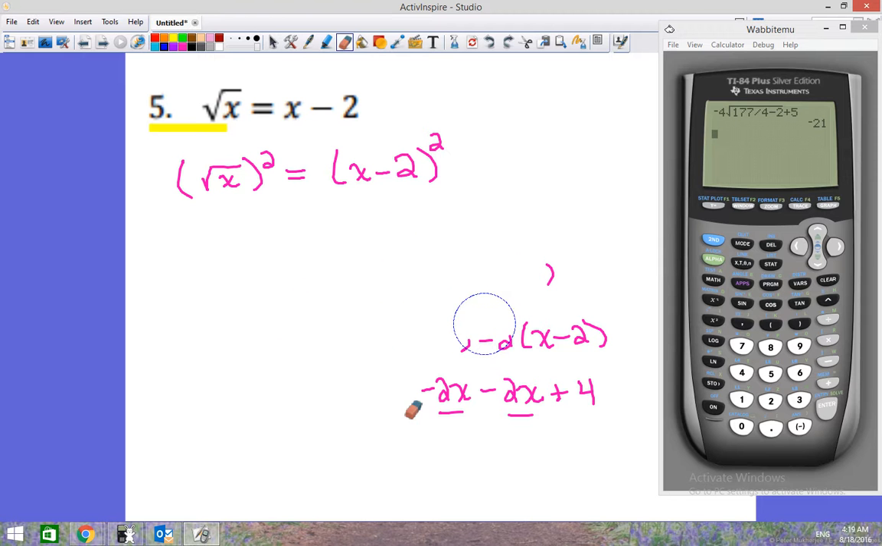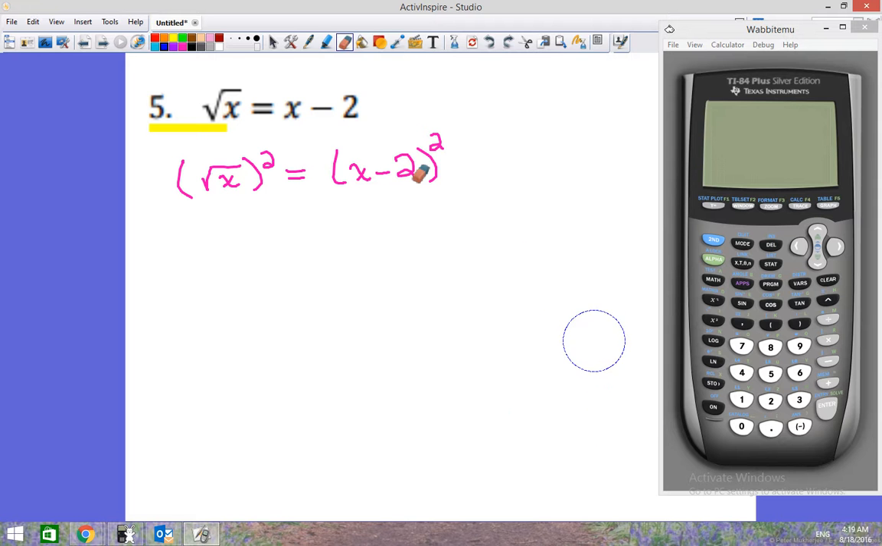Whatever pattern that you see that works for you, that's consistent, is fine to use. Alright, so on the left hand side I have x, and over here I have x squared minus 4x plus 4. So I have a quadratic equation, and I have various ways that I can solve quadratic equations. The ways that will always work are completing the square or the quadratic formula.